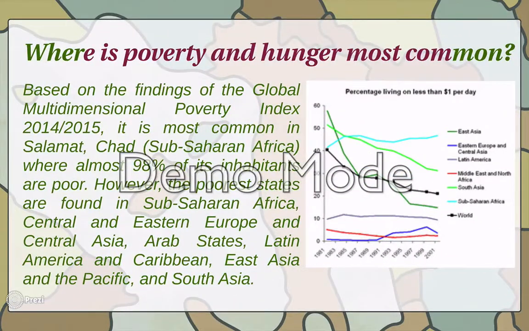Where is poverty and hunger most common? Based on the findings of the Global Multidimensional Poverty Index, it is most common in Sahel, Chad, where almost 98% of its inhabitants are poor. However, the poorest states are found in Sub-Saharan Africa, Central and Eastern Europe, and Central Asia, Arab states, Latin America and Caribbean, East Asia, and the Pacific and South Asia.